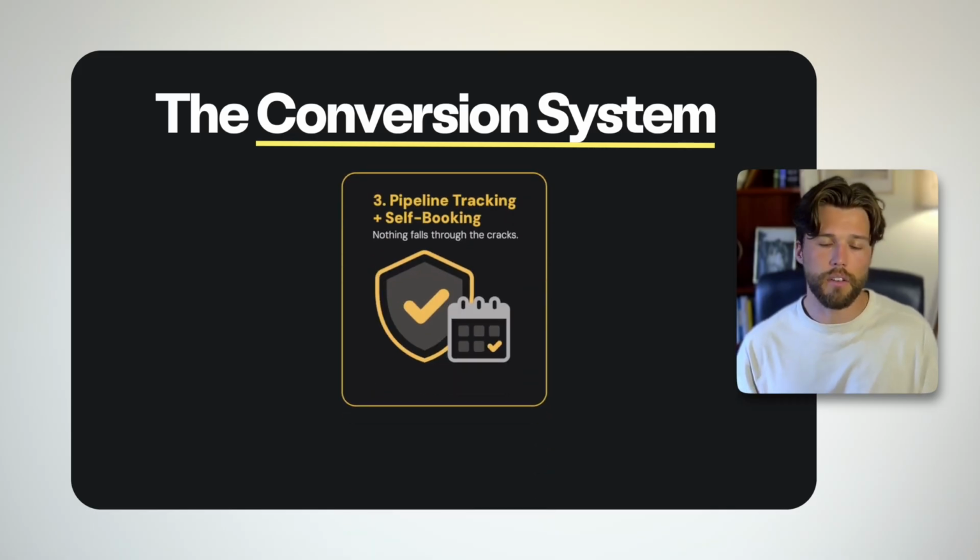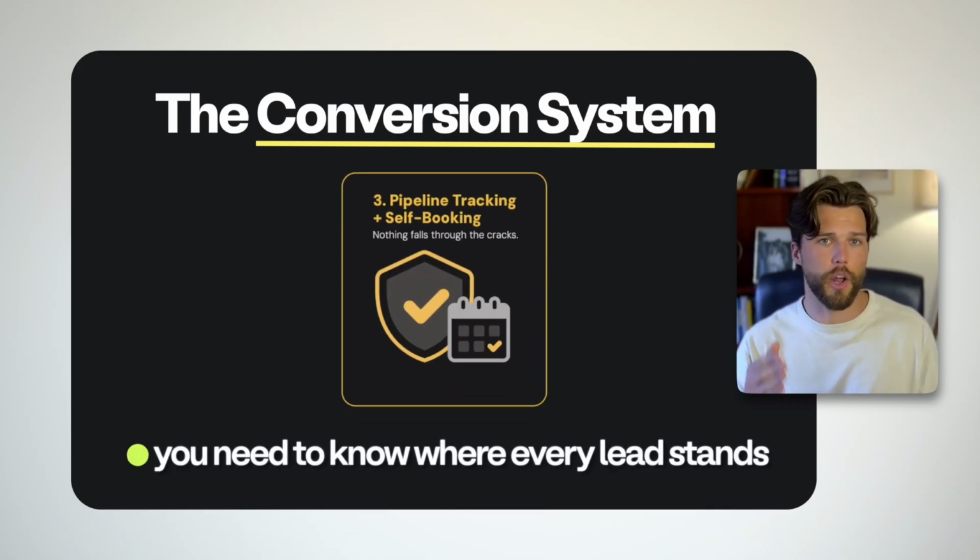They chalk it up to: it's the season, it's the market, people are broke, it's election year, Facebook doesn't work anymore. But 9 times out of 10, it's not the market. It is the pipeline. You need full visibility so you know exactly where each lead is at every stage.